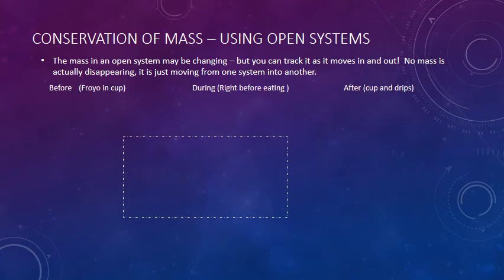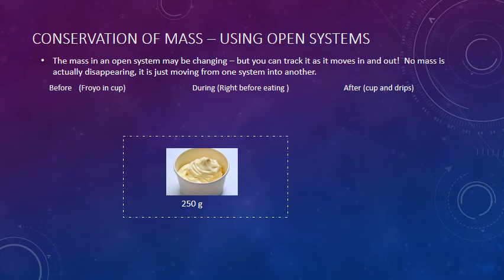So for our example, we're going to be using frozen yogurt as our open system. And we're going to track mass as it comes in and out of the system. So we're starting with 250 grams of frozen yogurt in a cup. And it has a dashed line around it indicating that it's an open system.